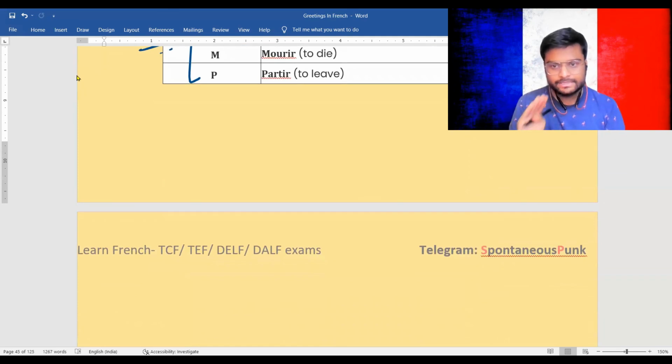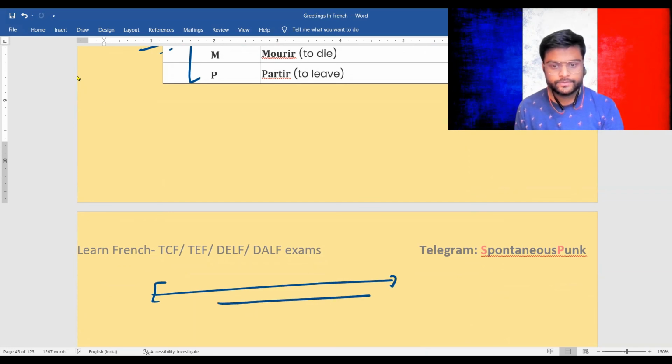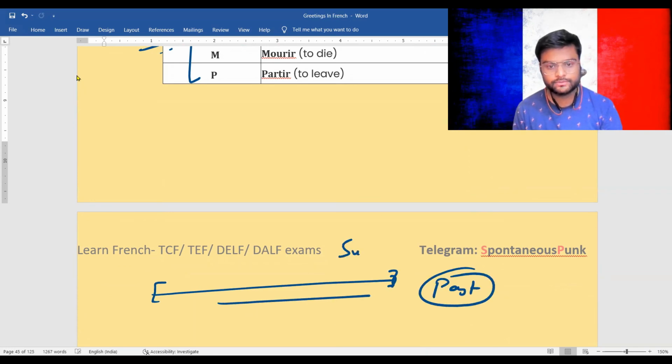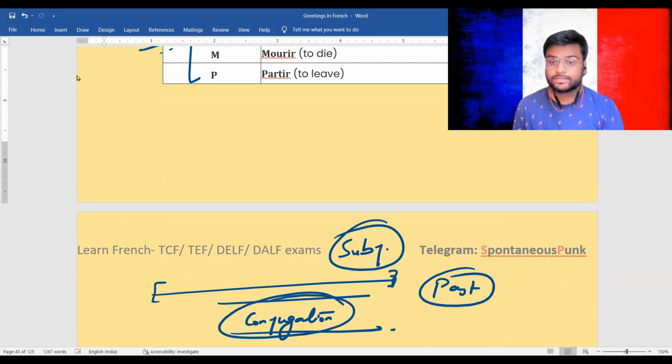This is the simplest way of learning subjunctive passé. Whatever you want to say in the present tense, you can say the same thing in the past tense. I'm talking about subjunctive only, don't worry. The only thing you need to take care of is your conjugation part, and that's it. So that's all from my side.